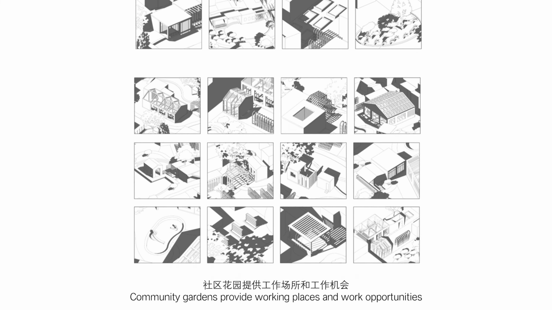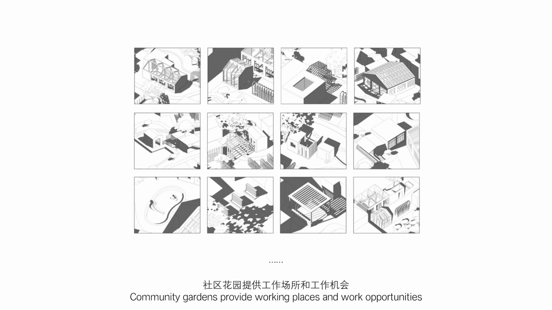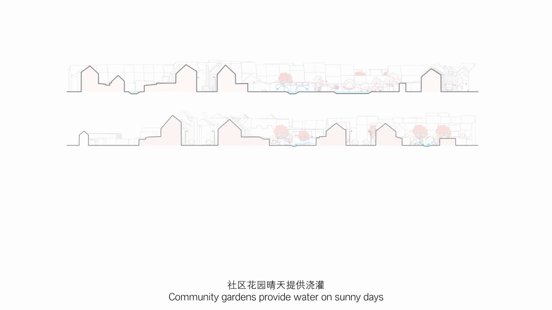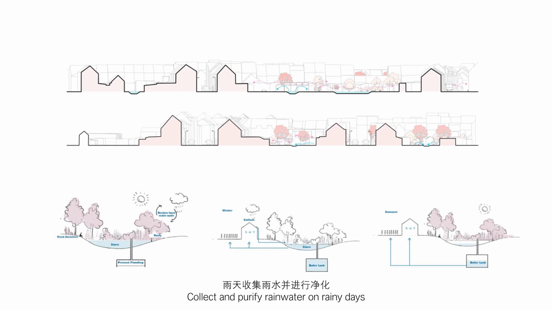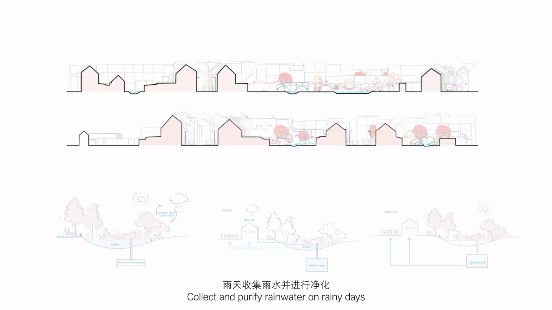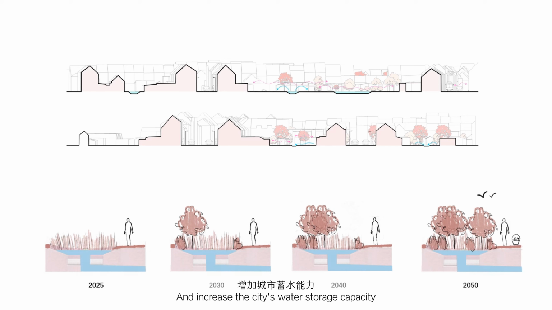Community gardens provide working places and work opportunities that can relieve the traffic strain. Besides, they create access and leisure space, improving neighbors' living quality. At the climatic scale, community gardens provide water on sunny days, collect and purify rainwater on rainy days, and increase the city's water storage capacity. As well as getting more land, it also reduces the likelihood of flood.